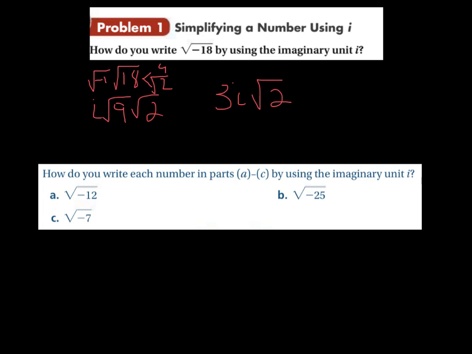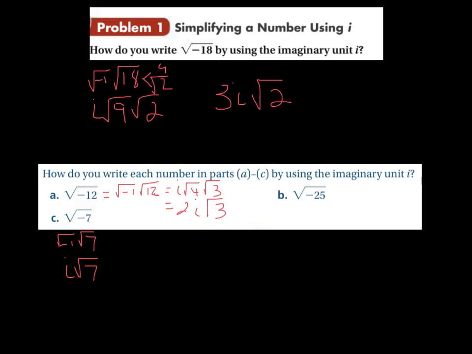So if we look at square root of -12, that would be square root of -1 times square root of 12, which gives me i, and the square root of 12 simplifies to square root of 4 and square root of 3, which gives me 2i times the square root of 3. Square root of -7 would be square root of -1 times the square root of 7, which becomes i times the square root of 7.